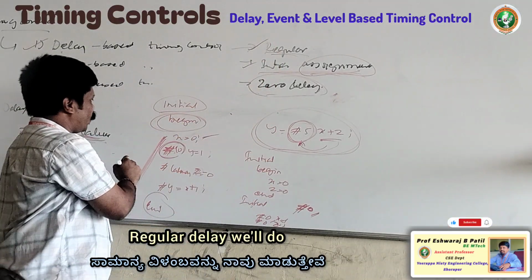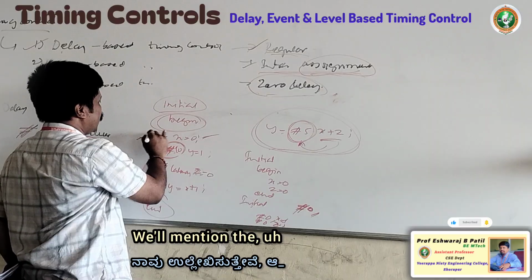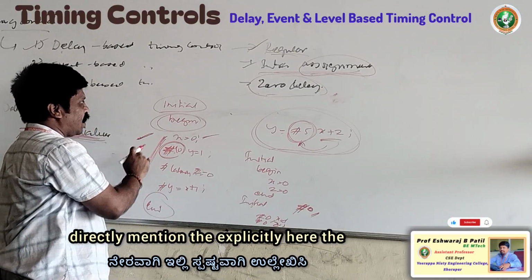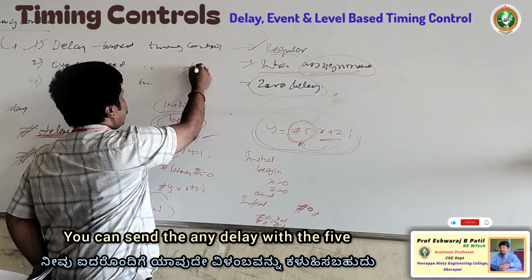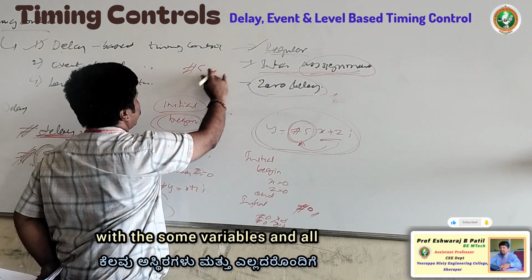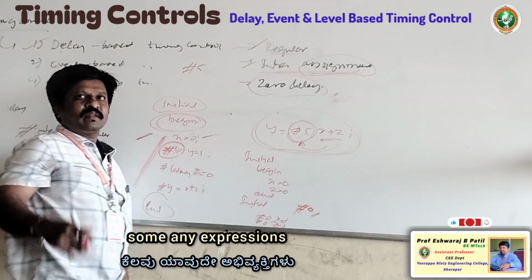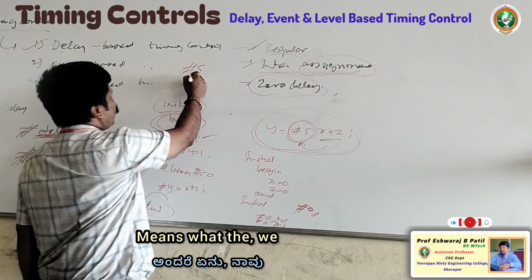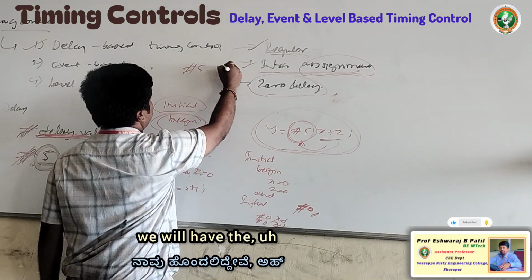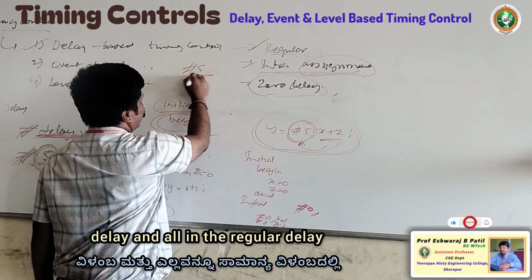For the regular delay, we directly and explicitly mention some values. The regular delay is when you send a delay, such as 5, with some variables or expressions directly. We mention the delay before any variables in the regular delay.